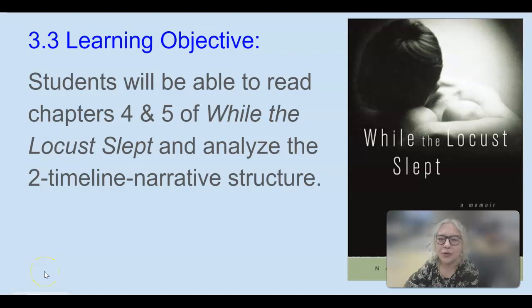Hey guys, it's 3.3 and our learning objective for this lesson is students will be able to read chapters 4 and 5 of While the Locust Slept and analyze the two-timeline narrative structure. So let's take some notes here.